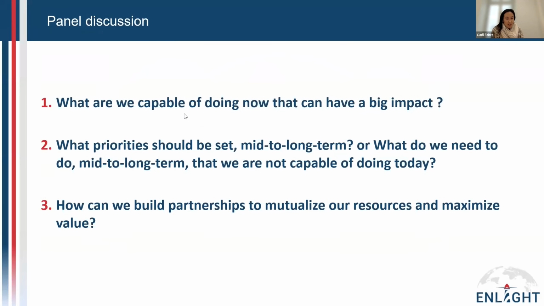The second question is about trying to identify what priorities we should set mid to long term in order to address what we're not capable of doing today, but that could have a big impact on how we advance towards developing green AI. And the last question is about looking at how we can develop and build partnerships in order to mutualize our resources and maximize the value of green AI. So those are the questions.